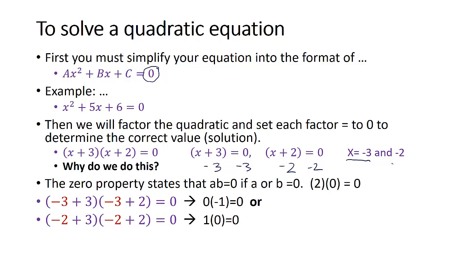First, I took the negative 3. So for each x in the equation, I plugged in a negative 3, which means that the first parenthesis became 0, the second parenthesis negative 1, but 0 times negative 1 is 0. Or, if we take the second possible answer, negative 2 plus 3 in the first parenthesis, negative 2 plus 2 in the second parenthesis. The first one becomes 1, the second one simplifies to 0, and 1 times 0 is 0.